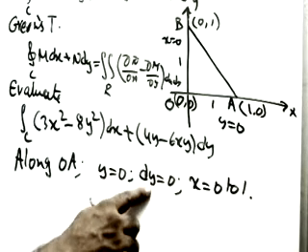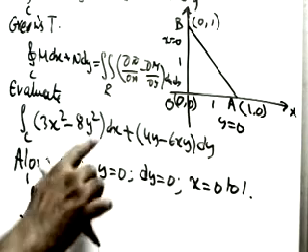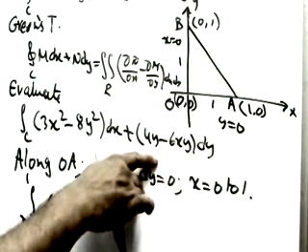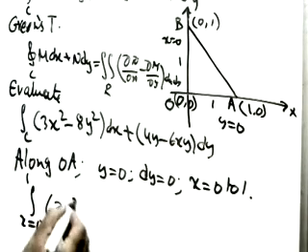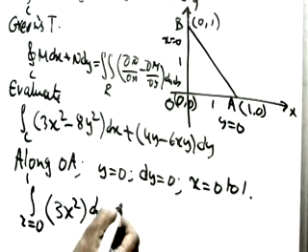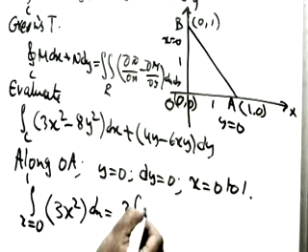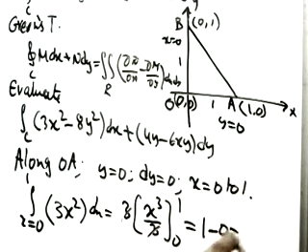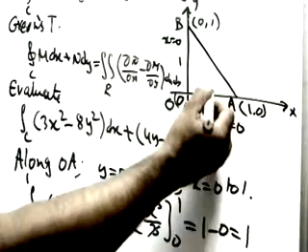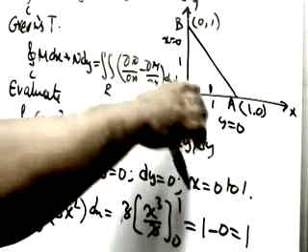So in this question we keep y equals 0, dy equals 0, and take the limits of x from 0 to 1. If we keep dy 0, this will all become 0, and with y 0 this also becomes 0. We are left with 3x square dx. Integration of x square is x cube by 3, x power n plus 1 by n plus 1, from 0 to 1. This 3 will get cancelled. Upper limit is 1 cube, 1 minus 0, which is 1. So along this we got 1.